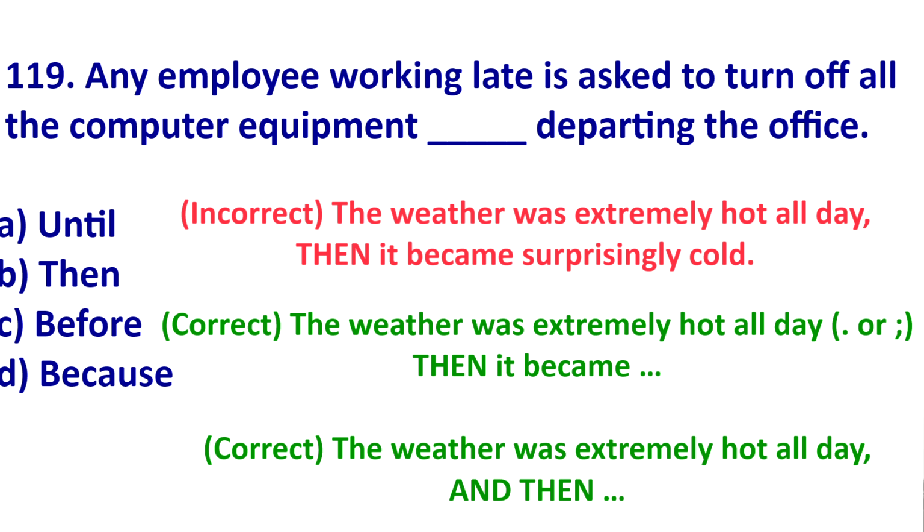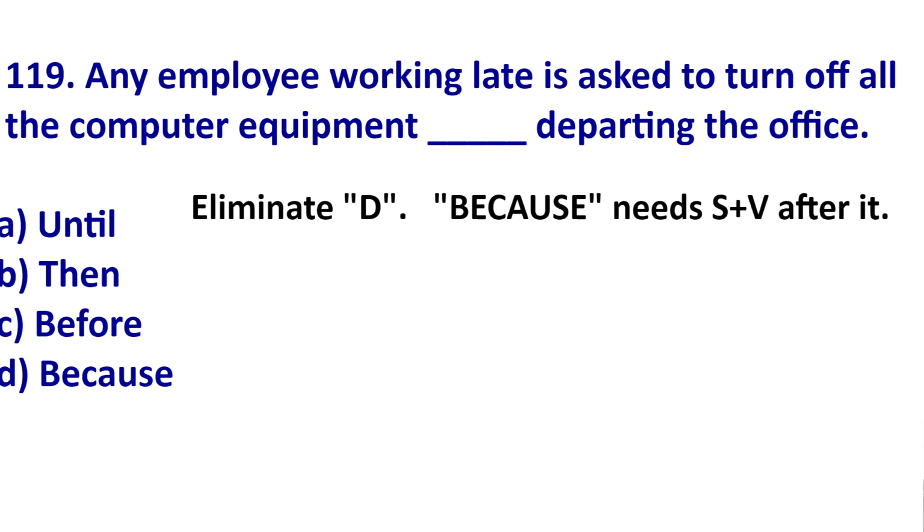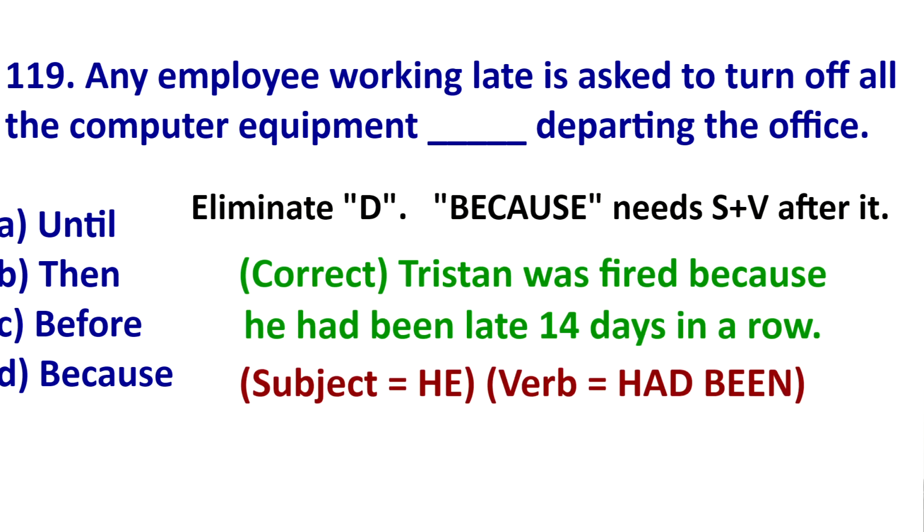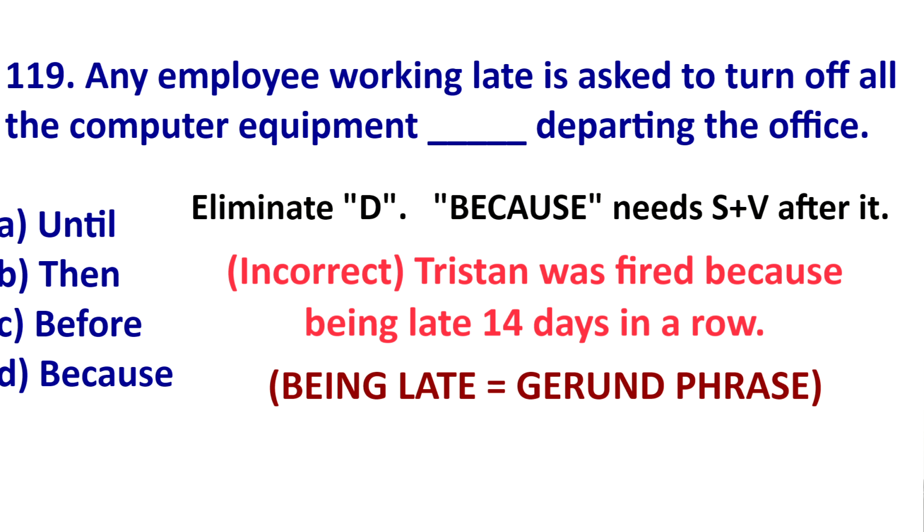All right, next, let's eliminate D. Why? Well, because is followed by subject verb. For example, Tristan was fired because he had been late 14 days in a row. This is correct. Incorrect: Tristan was fired because being late 14 days in a row. There is no subject and verb here.